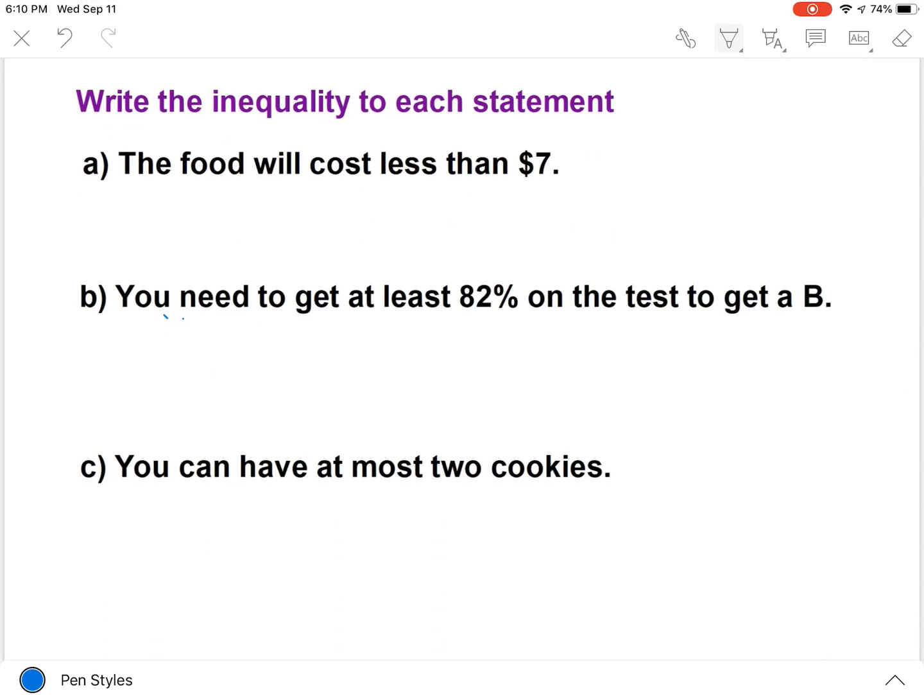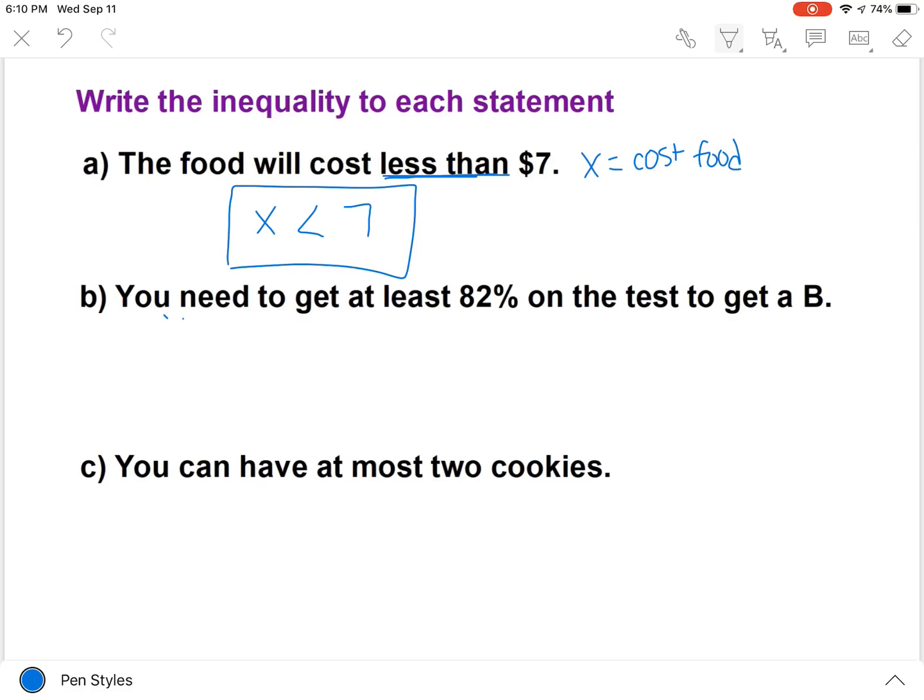So we want to write the inequality for each statement. Letter A, the food will cost less than $7. Well, we're trying to figure out how much the food will cost, right? That's our X value. That's what we're talking about here. Well, it says less than. So X, or cost of food, will be less than $7. Since it specifically says less than, it can't be equal to because it tells us it's just less than.